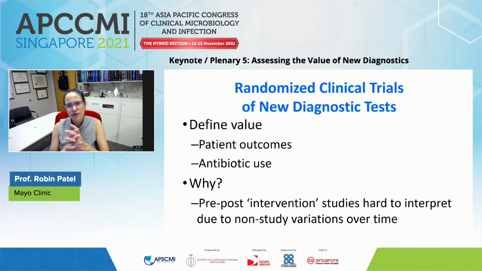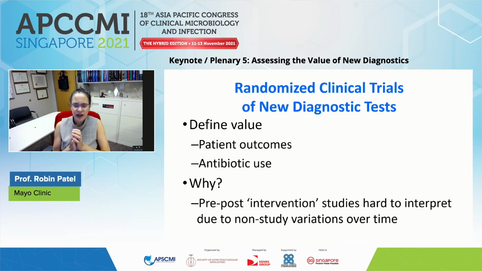So I'm going to talk first about randomized clinical trials. You might think, well, why would you do that? That seems extraordinarily complicated for a diagnostic test. What's typically done is to do what's called a pre and post intervention study. That is, you have a new diagnostic that comes along and you implement it in your clinical practice. And then after a period of time, you look at how your patients did when you were using it, and then how the patients did before you started using it.